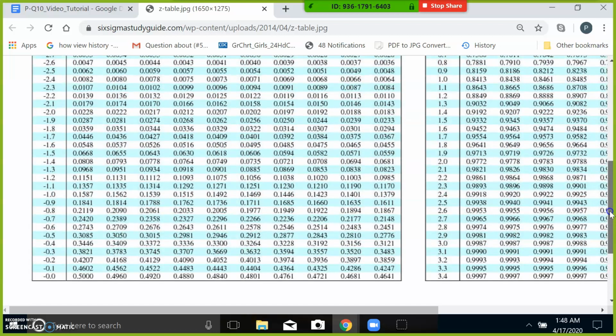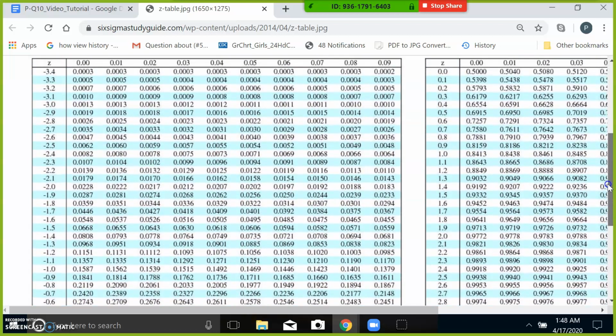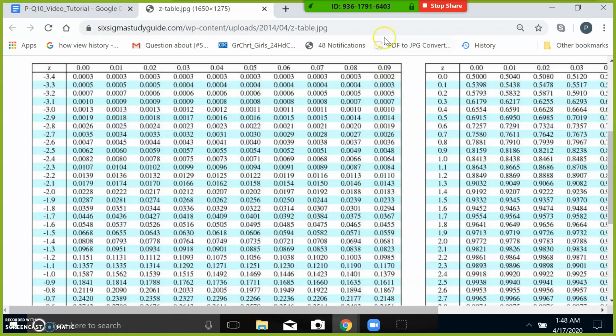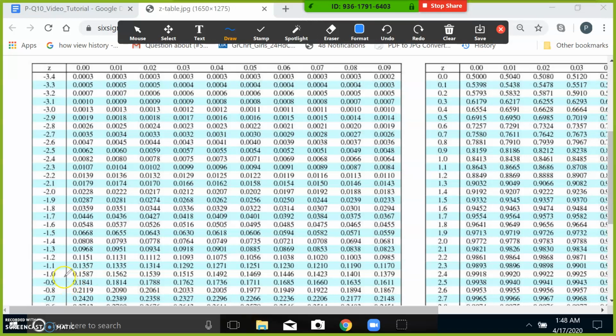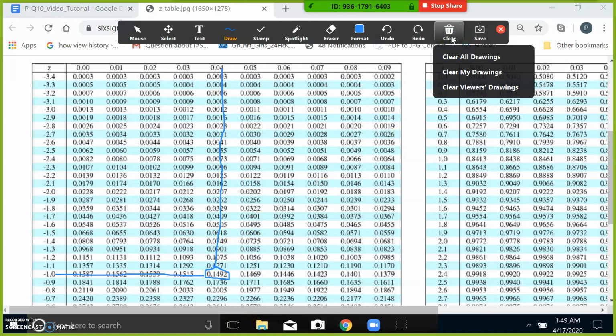So looking for 1.04. So here's, write this in here. So the 1.0 here, I'm going to go over to the 4 column, and come down the 0.04. So it'd be 0.1492. Okay, so that's clear. It is 1492. Okay, clear drawing.